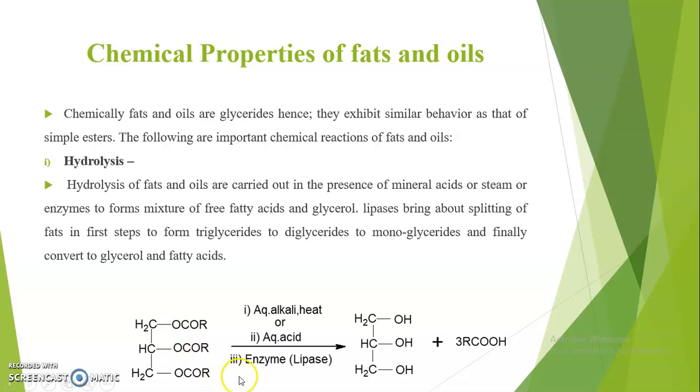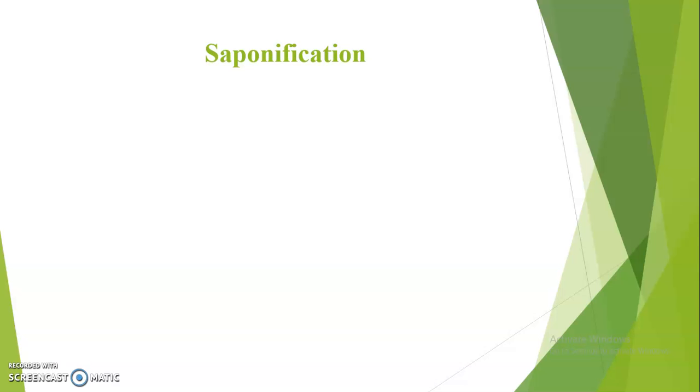In the second step, the enzyme lipase further carries out the hydrolysis of the second ester functional group, which leads to the formation of a monoglyceride, and this monoglyceride further undergoes enzymatic hydrolysis to finally form glycerol and fatty acids. In this way, fats and oils show the first chemical property, hydrolysis. The second most important property shown by fats and oils is saponification.